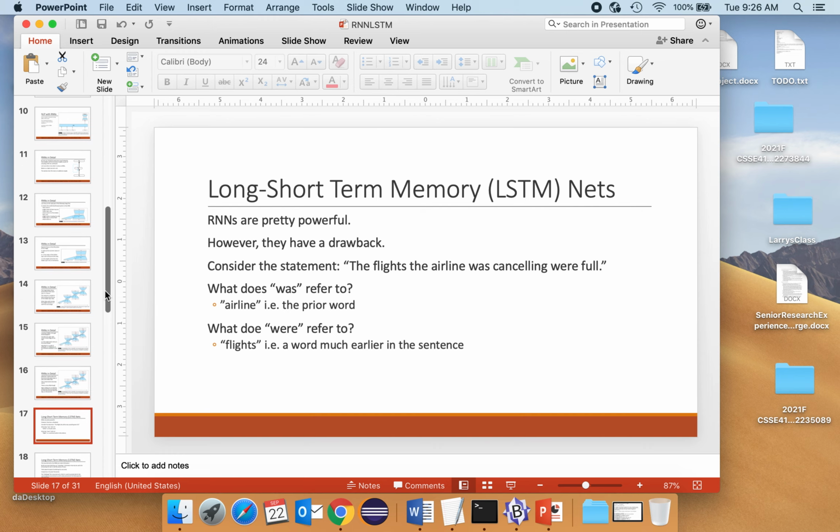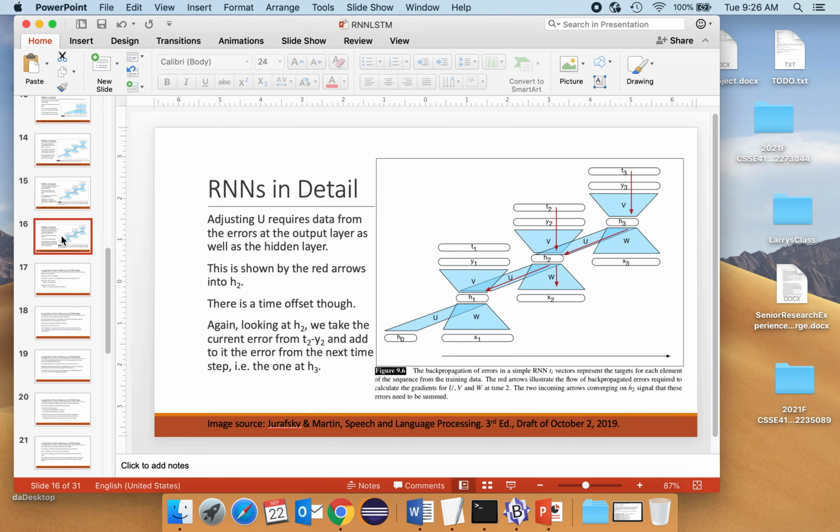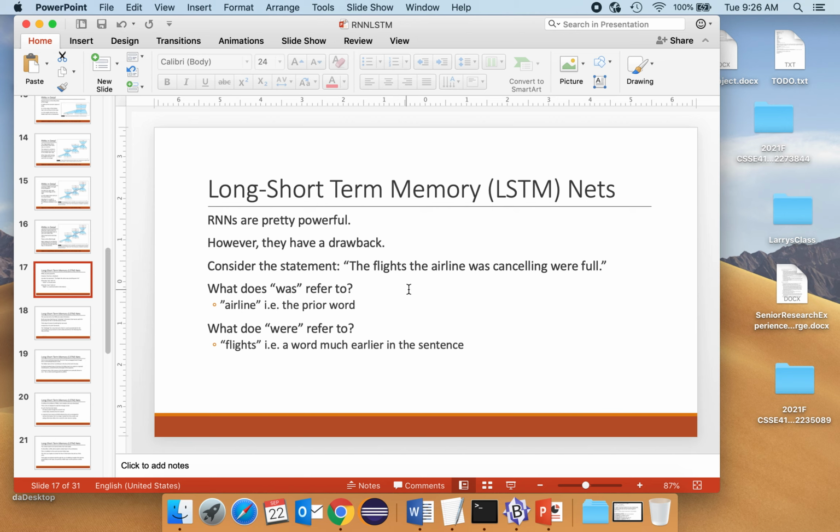All right, so moving on then, sorry for this break, to LSTMs. Why are we interested in those things? RNNs are pretty powerful, but they have drawbacks. The drawback is they're not very good at handling context or information that was presented immediately before or quite a while back. So let's have a look at the statement here.